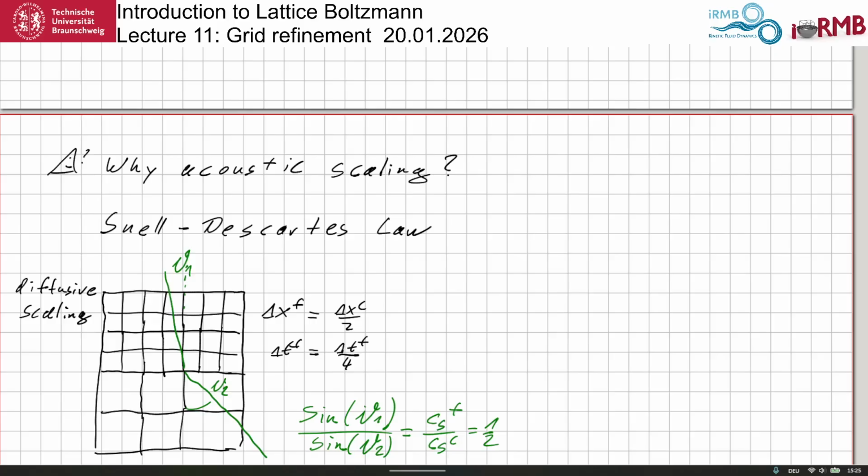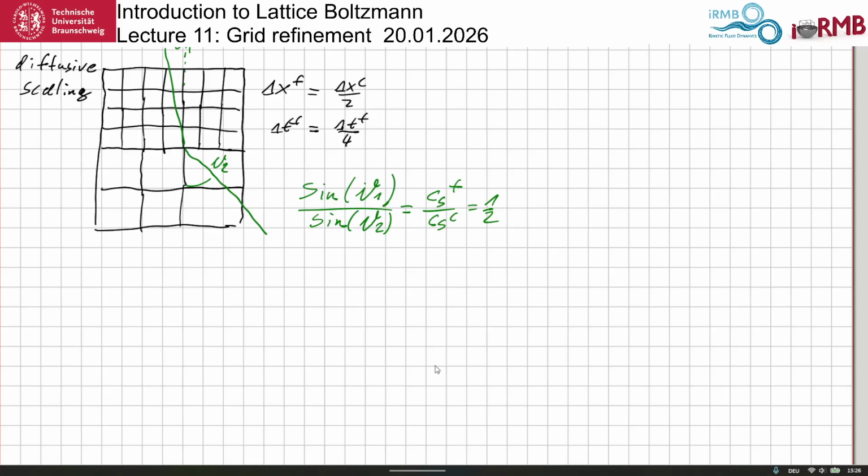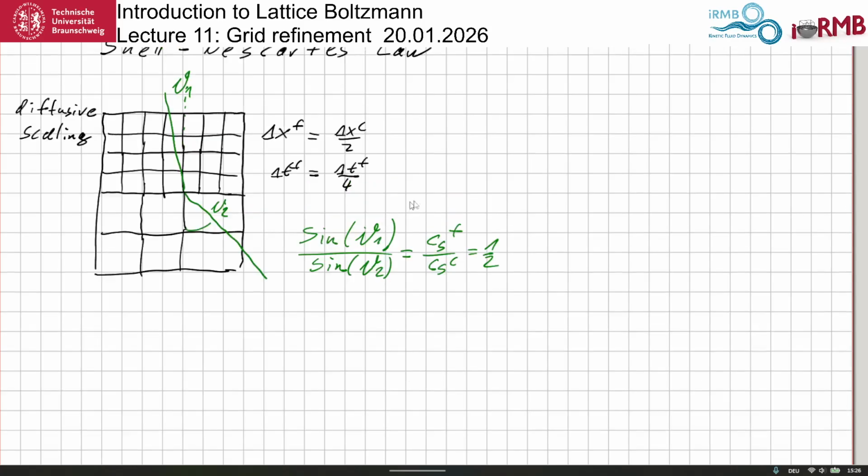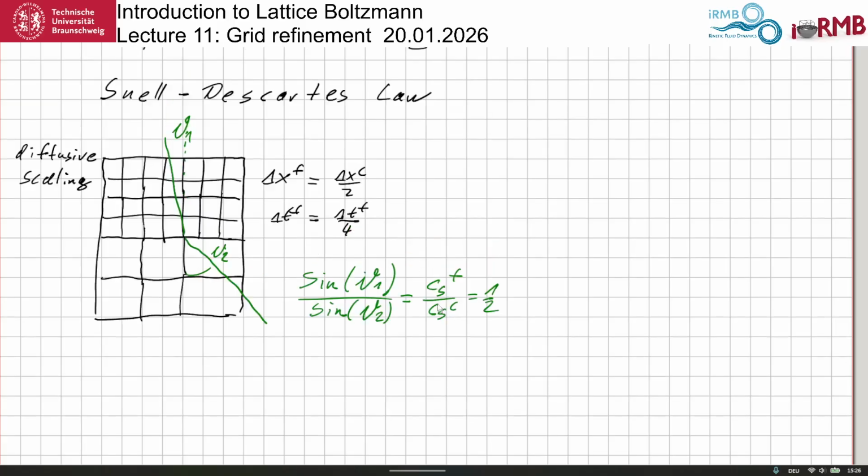So therefore, you have a problem with this diffusive scaling because you're producing a large difference here. So you are producing a large reflection. Of course, the way you do not produce any reflection is by keeping the speed of sound the same. And this is, of course, done by acoustic scaling, very simply.